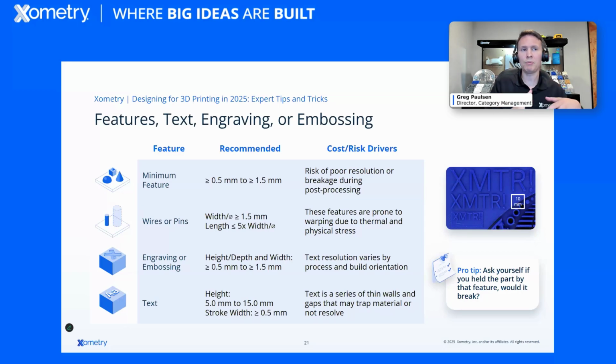So we talked a little bit about text, but engraving and embossing, kind of the same thing. 0.5 millimeter is usually enough to get you definition. 1.5 millimeters is pretty good, but you don't really need to go too much further than that if you're doing either engraving or embossing, if you're just trying to show a logo or a feature. And just know if I'm thinking text, also think sans serif text. So Arial font, for example, is fantastic.